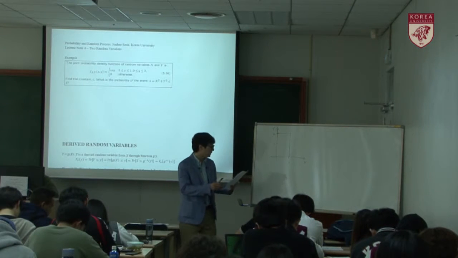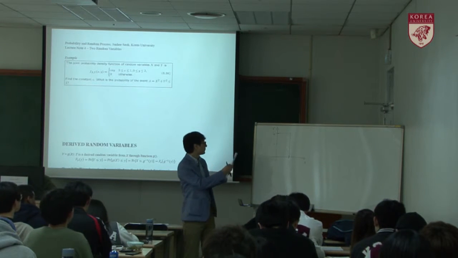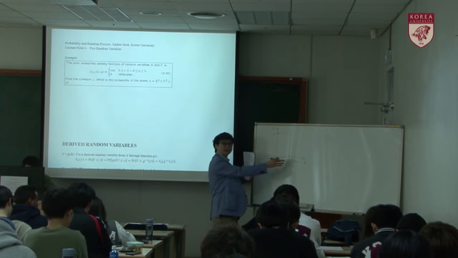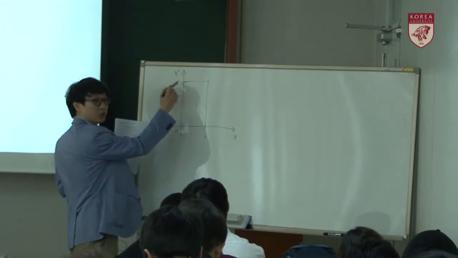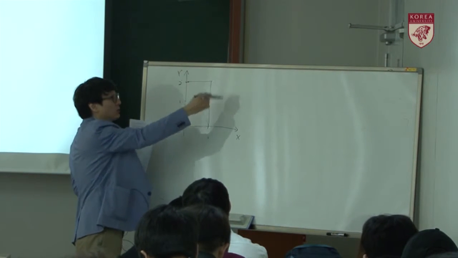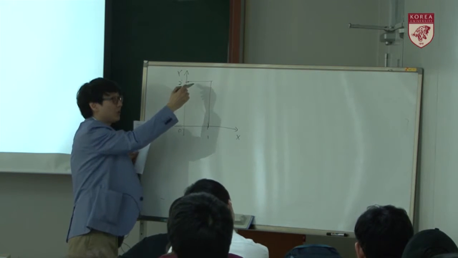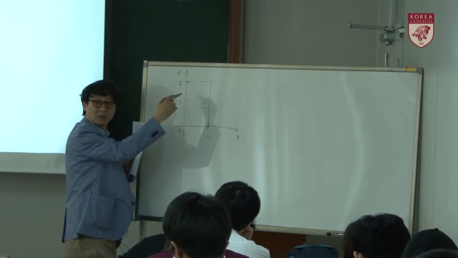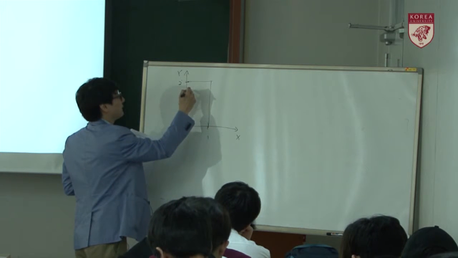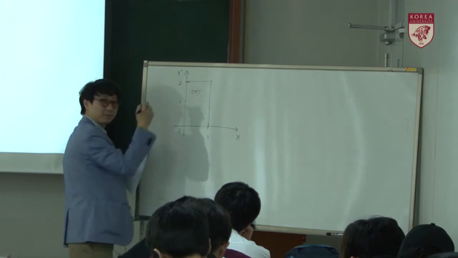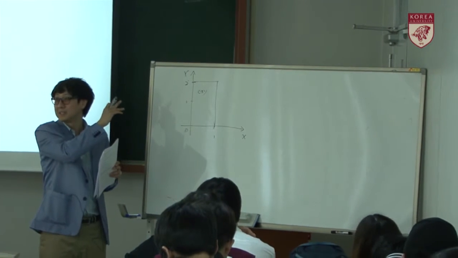Okay, let's solve it together, because we are out of time. In this problem, X and Y are limited between 0 and 1 and 0 and 2. The PDF is 0 outside of this rectangle, and non-zero only within this rectangle. The joint PDF is given as C x y. First we need to find the value of C.